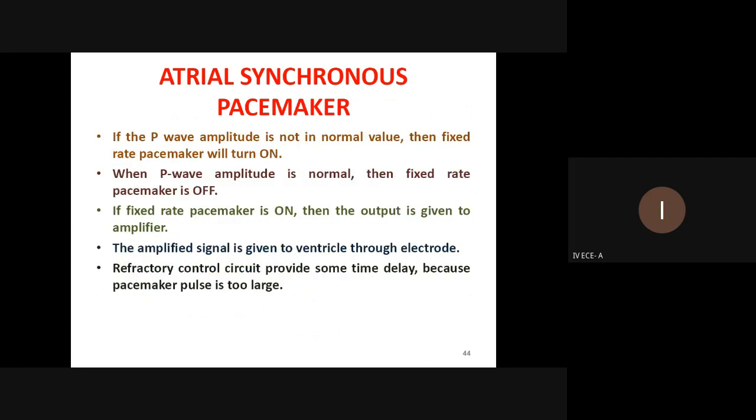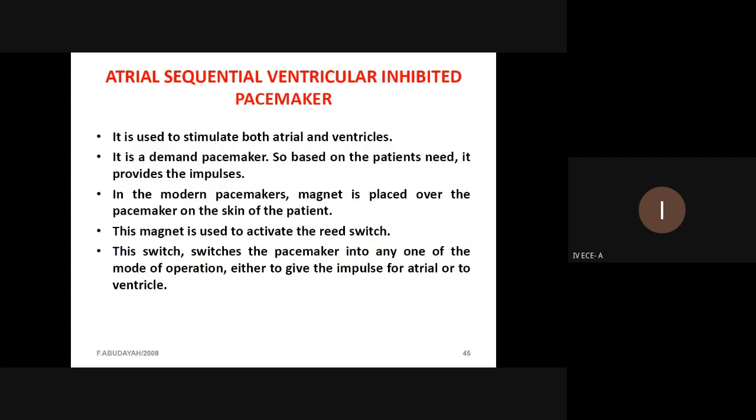Okay. In the atrial synchronous pacemaker, if the P wave amplitude is not at a normal value, then the fixed rate pacemaker will turn on. When the P wave amplitude is normal, the fixed rate pacemaker is off. If the fixed rate pacemaker is on, then the output is given to the amplifier. The amplified signal is given to the ventricle through the electrode. The refractory control circuit always provides some time delay because the pacemaker pulse is too large.